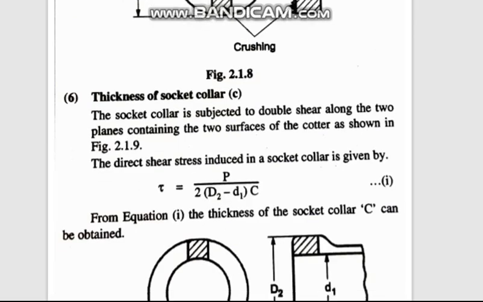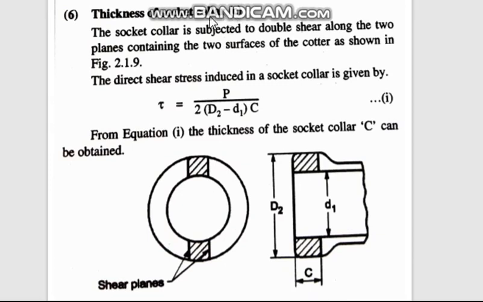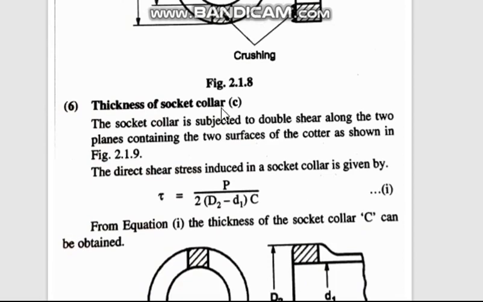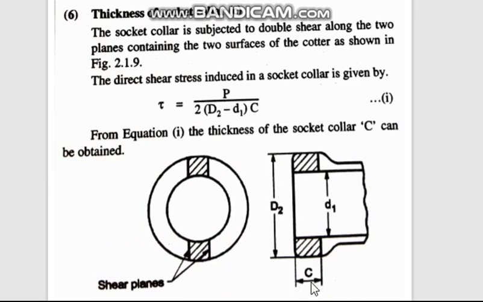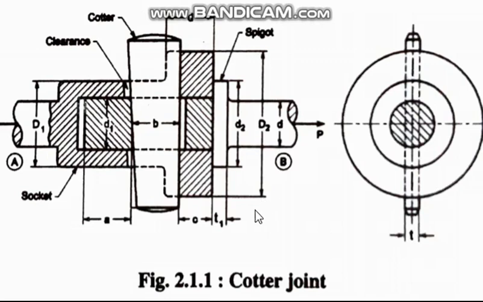Okay, after this only you should consider this step. This is the thickness of the socket collar. Socket collar thickness means how wide it should be. I'll show you in the figure here. This is C, this is C.